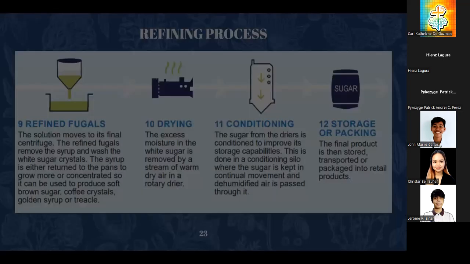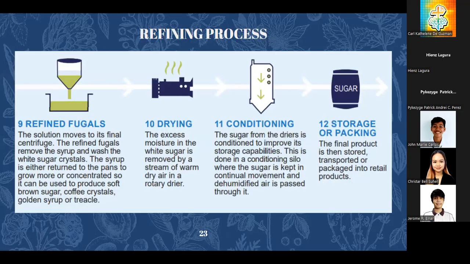The ninth process is refined fugals. The solution moves to its final centrifuge. The refined fugals remove the syrup and wash the white sugar crystals. The syrup is either returned to the pans to grow more or concentrated so it can be used to produce soft brown sugar, coffee crystals, golden syrup, or treacle. The 10th process is drying. The excess moisture in the white sugar is removed by a stream of warm dry air in a rotary dryer.